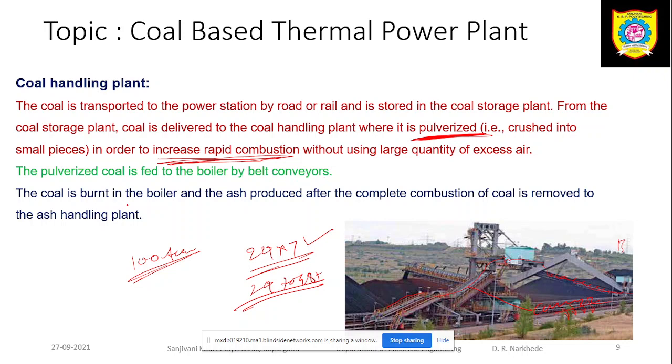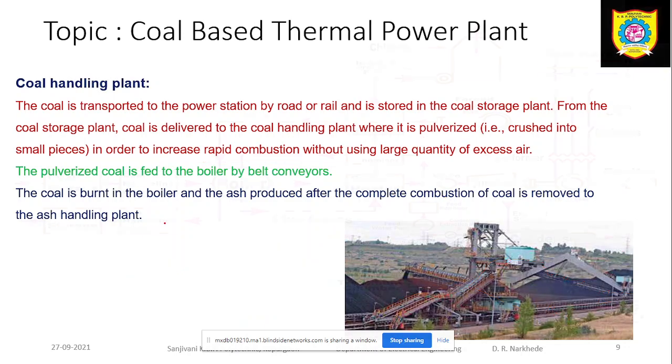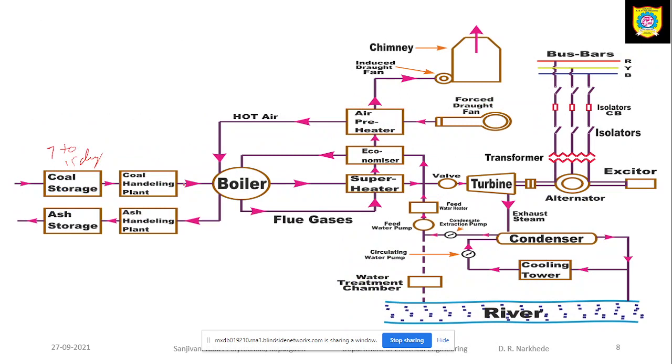The coal is burned in the boiler and the ash produced after complete combustion of the coal is removed to the ash handling plant. So basically here, this is my first step, this one is my second. In the first I am going to store the coal so that I can get a continuous supply of coal for running my thermal power plant.